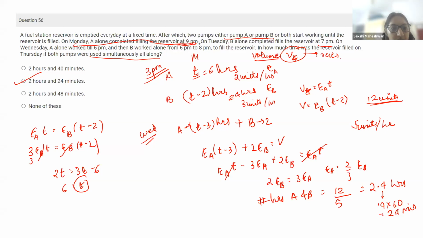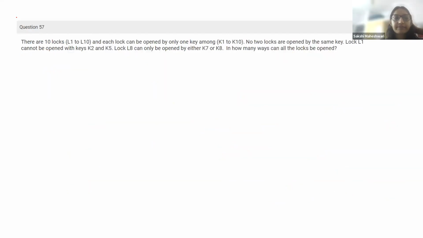Yeah. And also don't make this mistake. You get 2.4 hours. Don't go and mark this as 2 hours 40 minutes. This is 2.4 hours and 0.4 hour is 24 minutes. Okay. This is a very common silly mistake that you might make. Are you able to understand? Yeah. Let's move. This is a medium level question. You don't need to pick it up in the first round. This can take time.